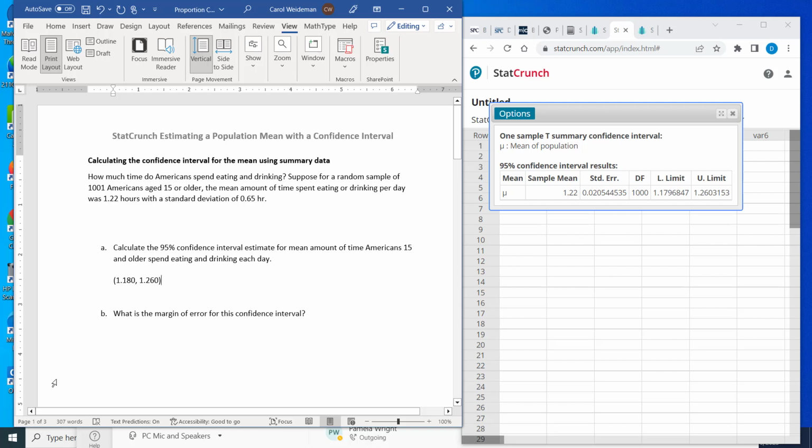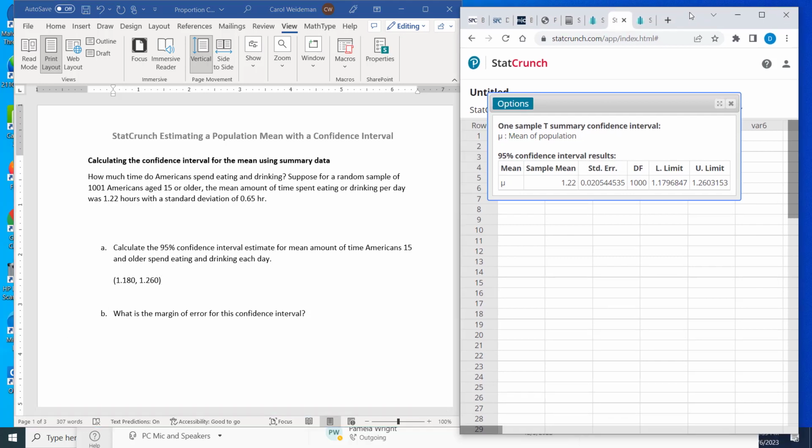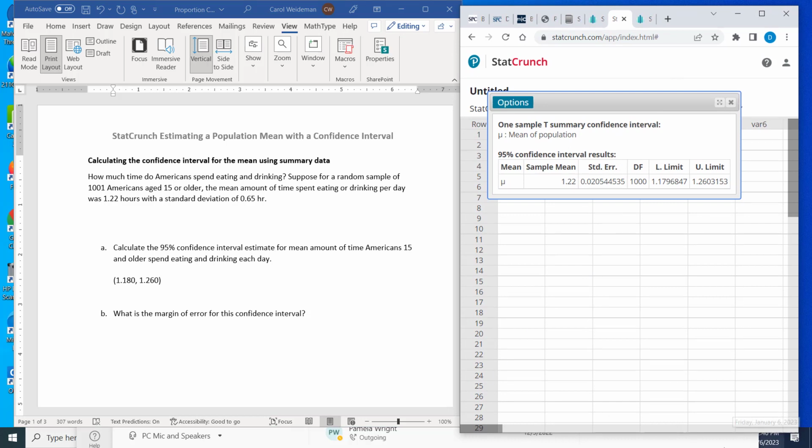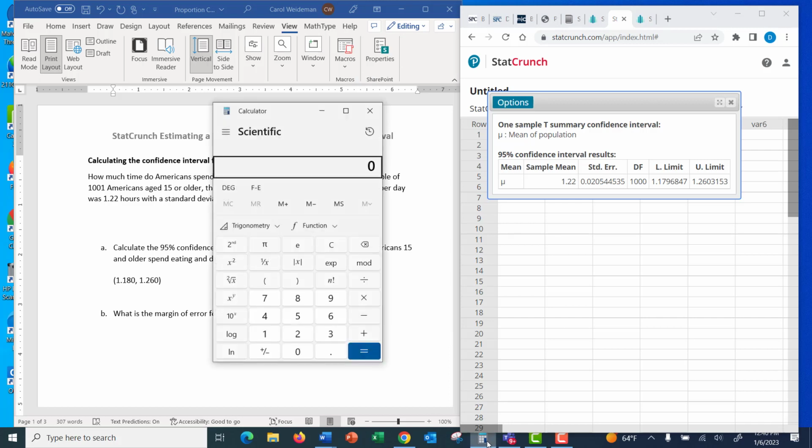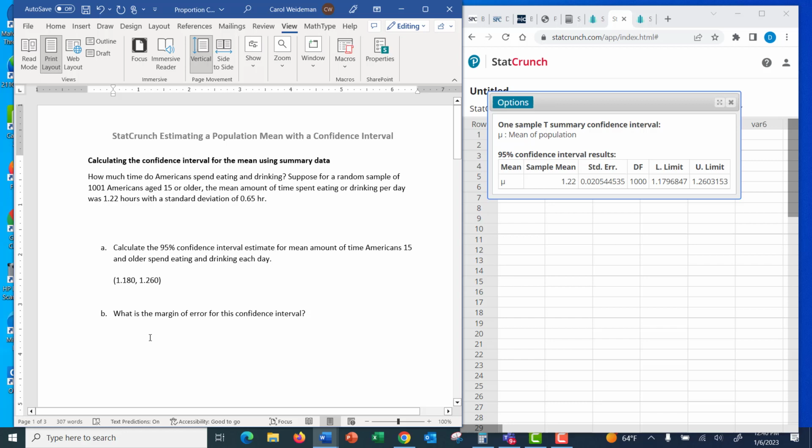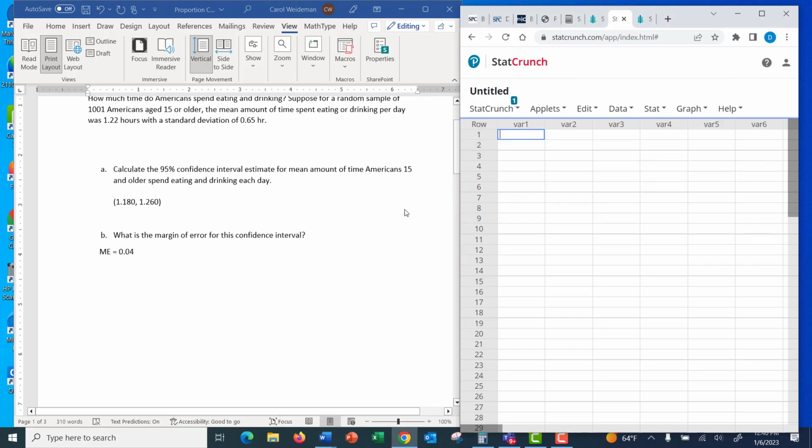And then I want to calculate the margin of error, and I've got to find my calculator. Here it is. So I'm going to take the upper bound, which is 1.26, and I'm going to subtract the lower bound, which was 1.18, and I'm going to divide by 2. And so my margin of error in this case is 0.04. I'm just going to go ahead and type that over here. So ME equals 0.04.